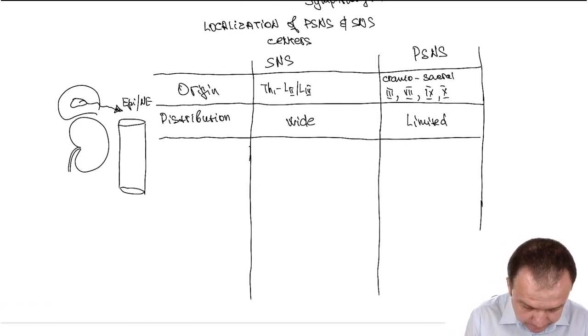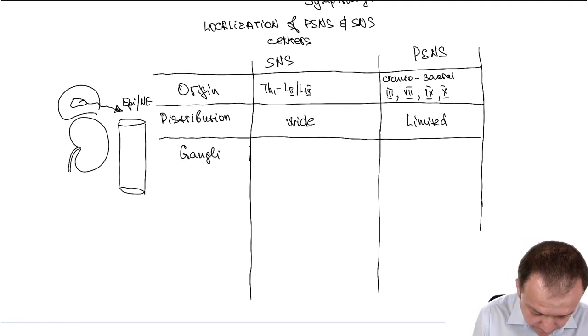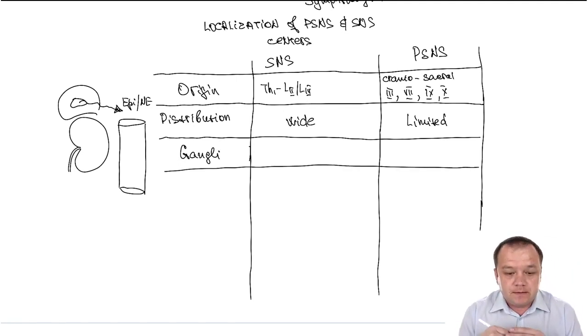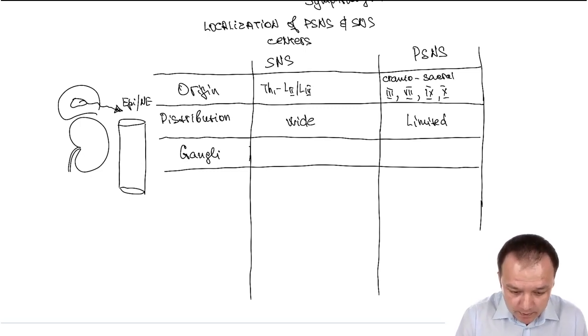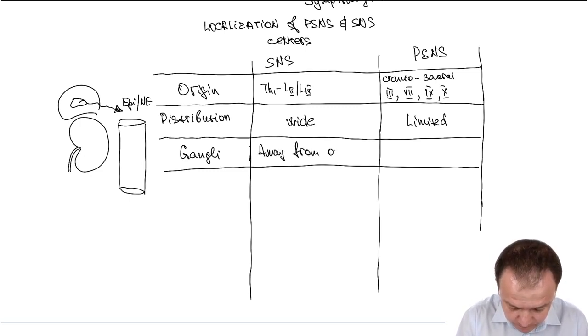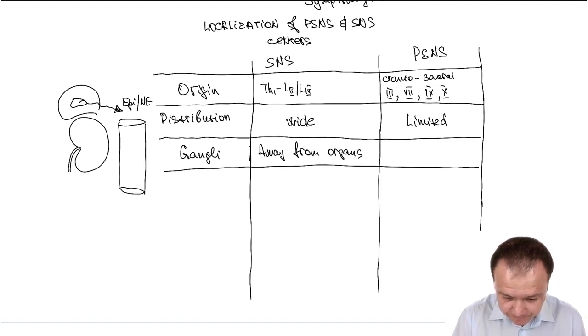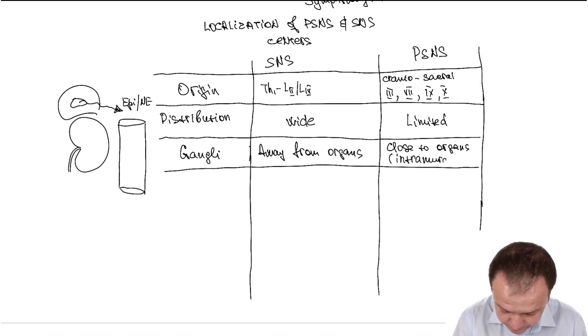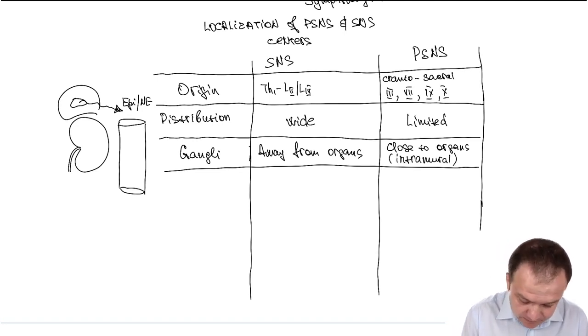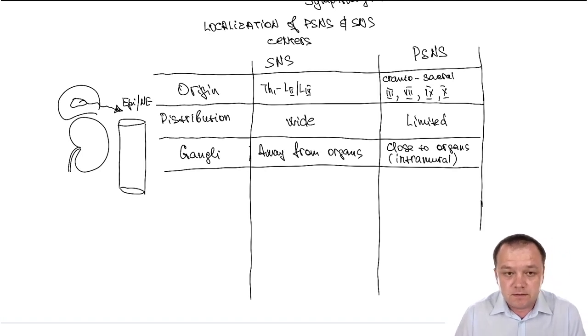Next one, ganglia. Most ganglia of sympathetic nervous system are present in the paravertebral chain, so they are away from organs. And ganglia of parasympathetic nervous system are close to organs, and sometimes they are mentioned as intramural ganglia, because they are present inside the organ wall.